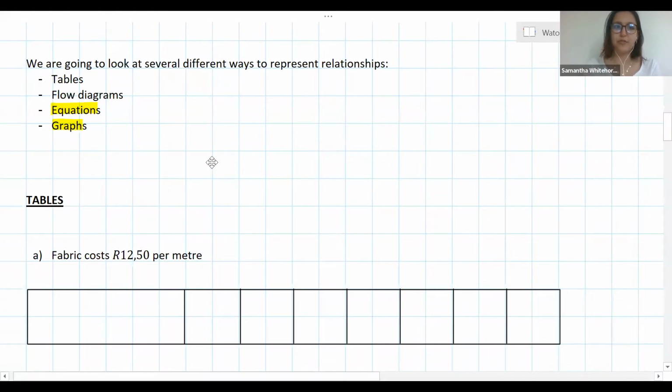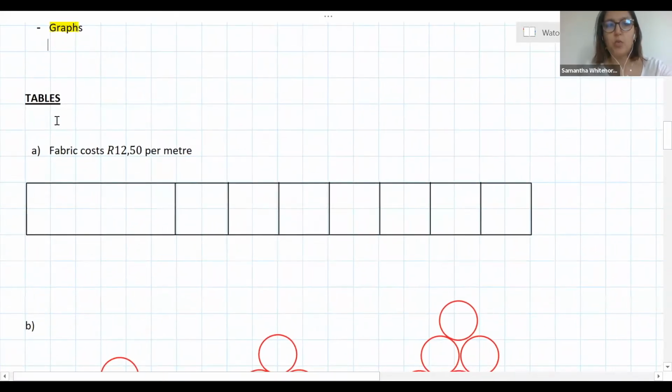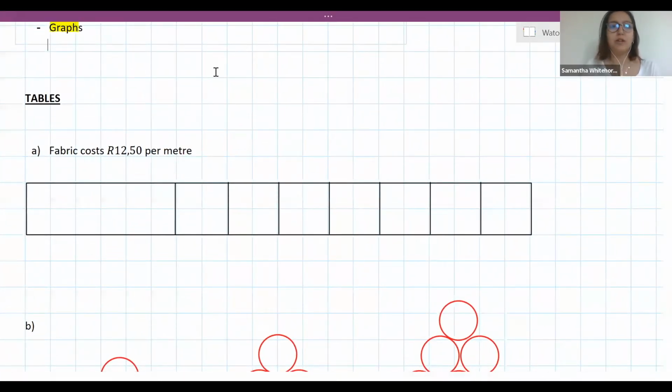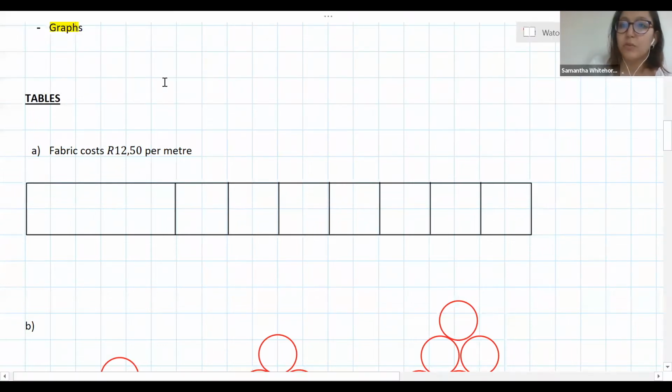If we have a look at our first example, I've got a basic costs scenario where I've told you that fabric costs 12 Rand 50 per meter. We have discussed the fact that there are two important variables that we work with. We work with an input, which we can represent with an X, and we work with an output. The input is the value that you perform some sort of operation on in order to get an answer, the output.